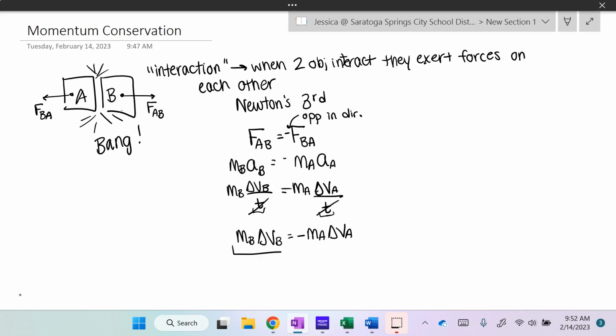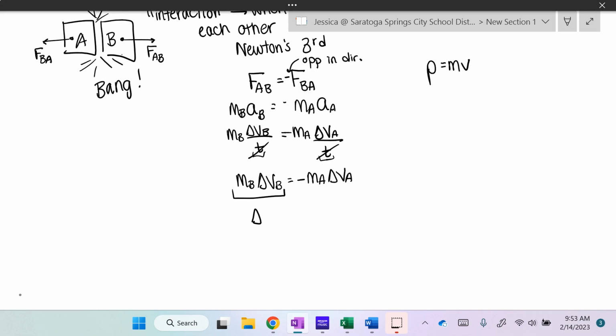Now, this idea of mass times velocity should, at this point, be looking a little bit familiar to us, okay? Because we know that momentum is defined as mass times velocity. Okay? So this m times change in velocity must really be the change in momentum of object B is equal and opposite to the change in momentum of object A. And this is actually how Newton's second law was actually written. It was written in the form of momentum.